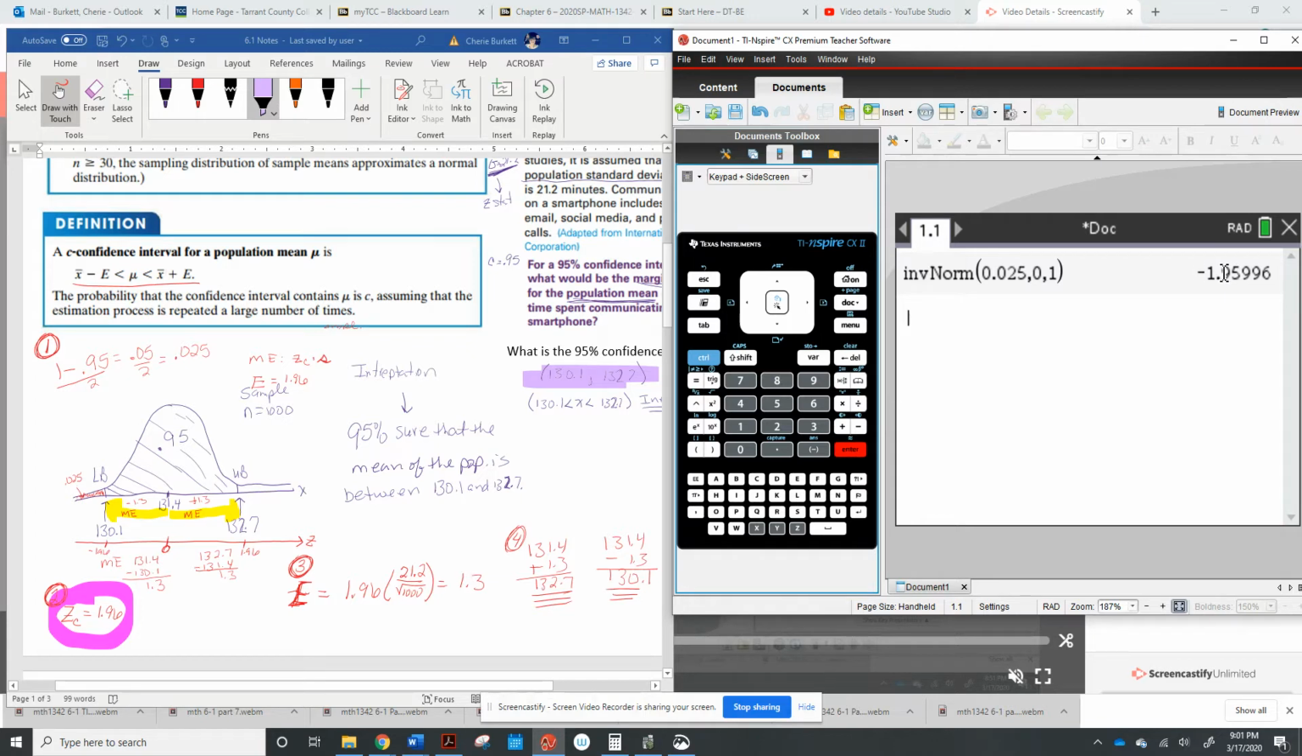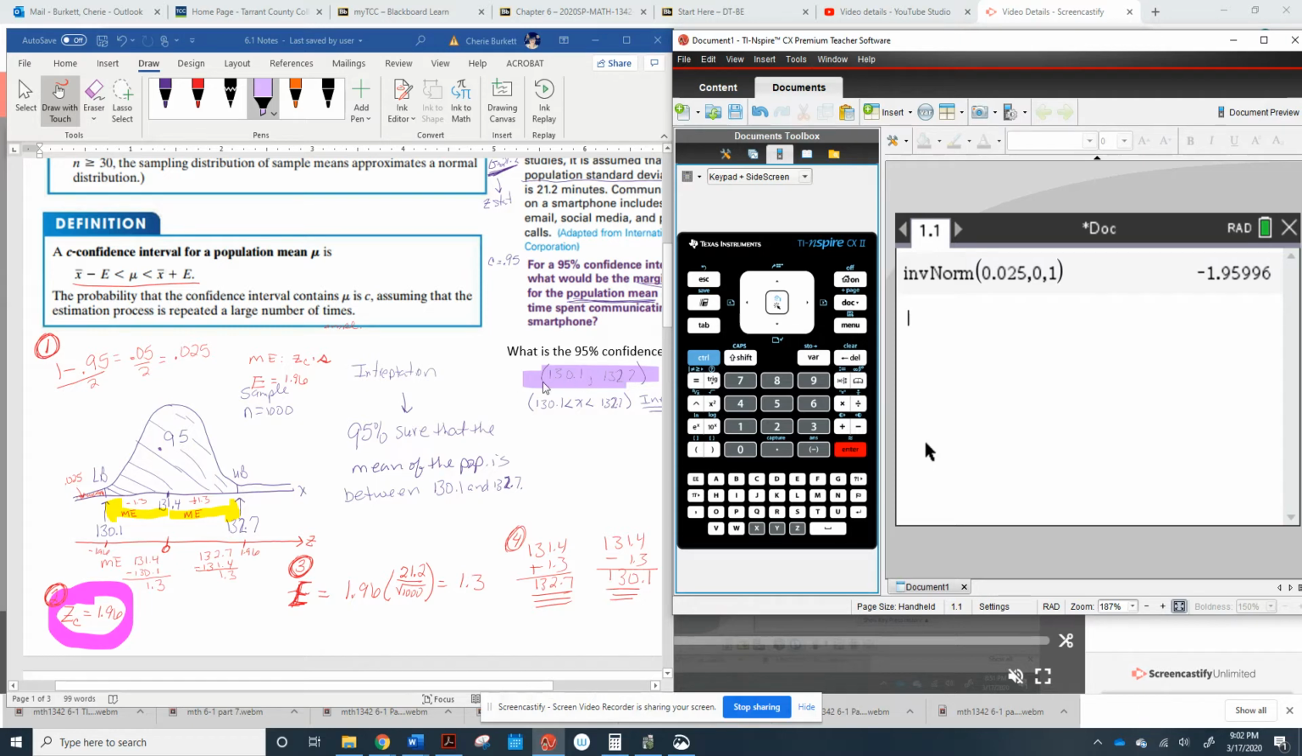tells you that the z-score is negative 1.95996. You round that up to negative 1.96. Remember, we had two z values, negative 1.96 and positive 1.96. When you're using that in the formula, if you choose to use the formula, be sure you use the positive one. Okay, but you're always going to find the negative one first because it's the easiest thing to do.